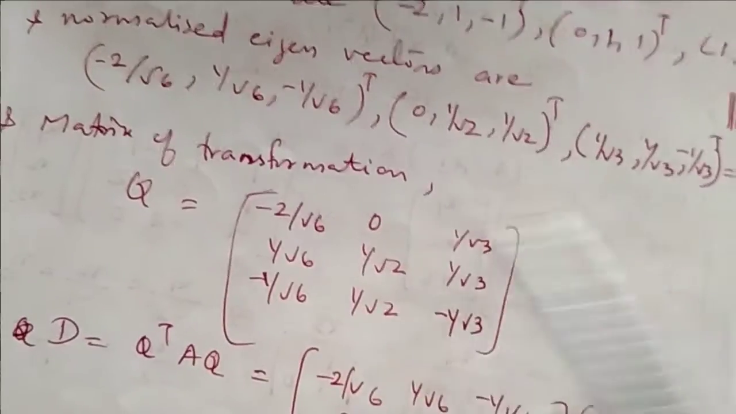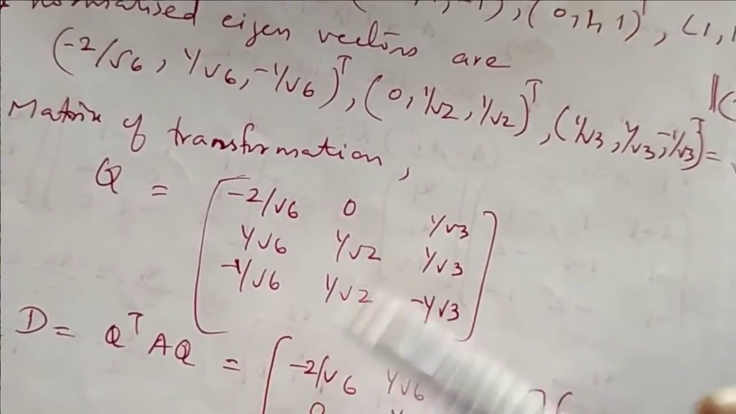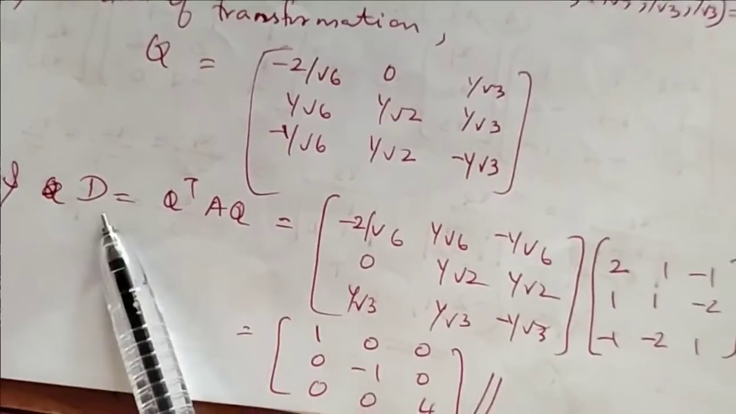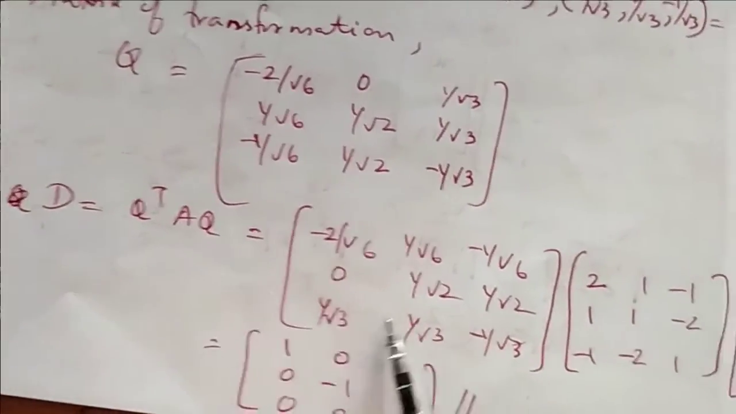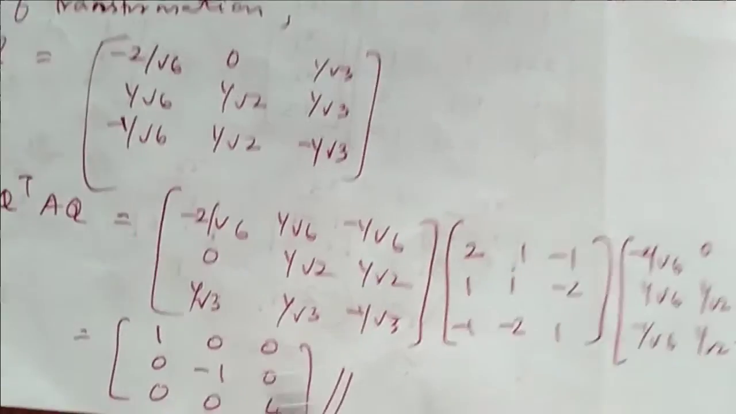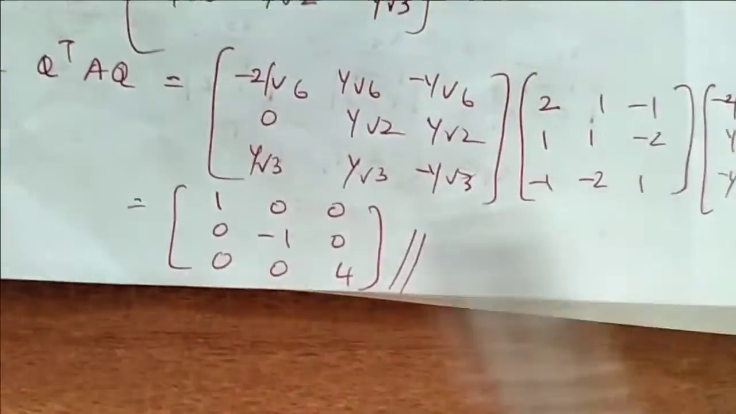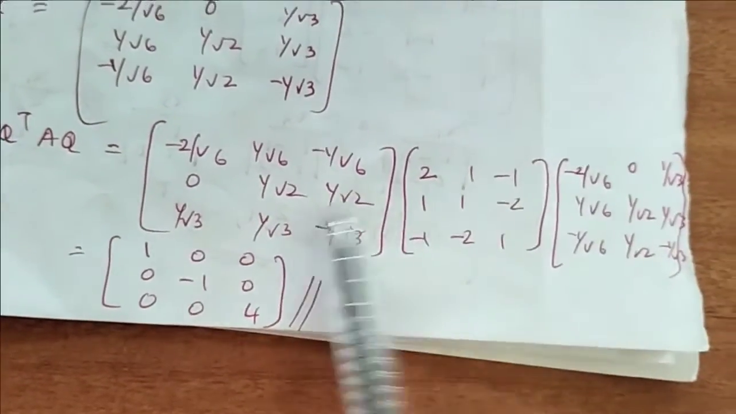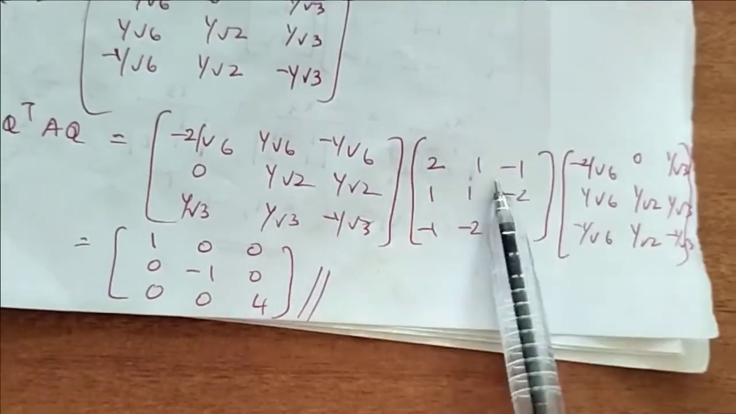Writing these normalized eigenvectors as column vectors, we get Q. So this is the matrix of transformation. The diagonal matrix D is Q transpose AQ, the transpose of Q, the given matrix and Q. The product is 1, 0, 0, 0, minus 1, 0, 0, 0, 4. This is the diagonal matrix. We need to write the product, at least the first and second matrices.